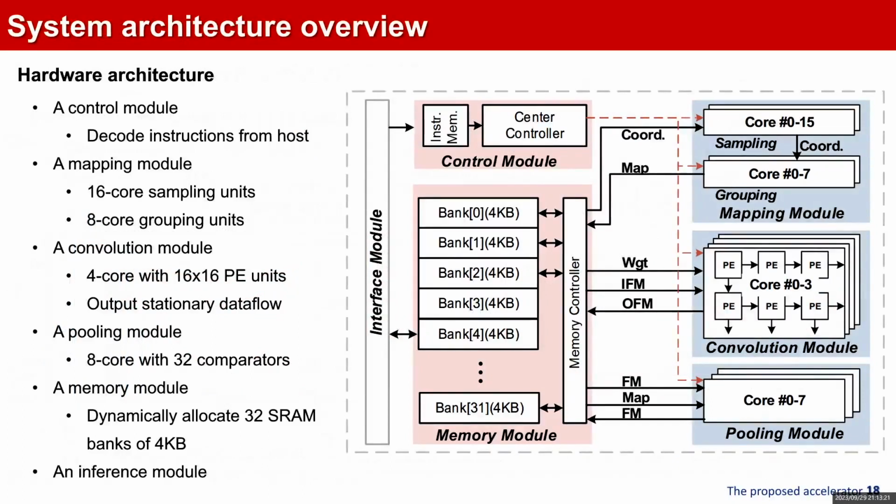The system architecture of the proposed point cloud accelerator is introduced in this slide, which consists of a control module, a mapping module, a convolution module, a pooling module, a memory module, and an inference module. The memory banks can be dynamically allocated to meet various bandwidth and storage requirements of other modules. An instruction set architecture is designed for the off-chip host to control the accelerator.